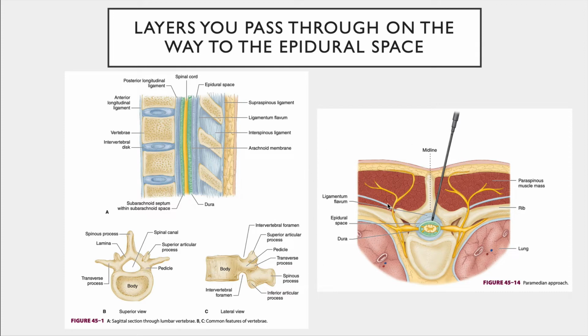Now, there are differences between the midline and the paramedian approach with regards to what you actually pass through. If you'll notice here, on the paramedian approach, you actually will not pass through the supraspinous or the interspinous ligament. You will bypass those, and the only layer that you will go through outside of the skin and subcutaneous tissue will be the ligamentum flavum. Again, an important difference as you're placing thoracic epidurals utilizing the paramedian approach.